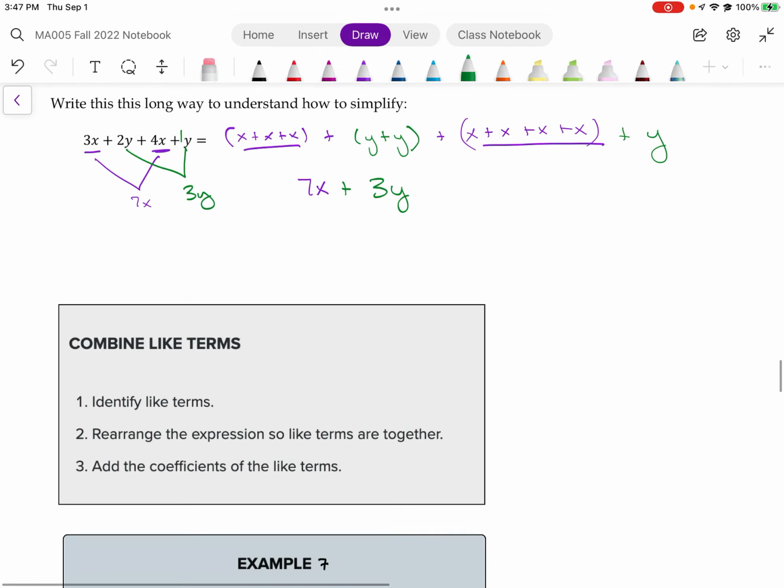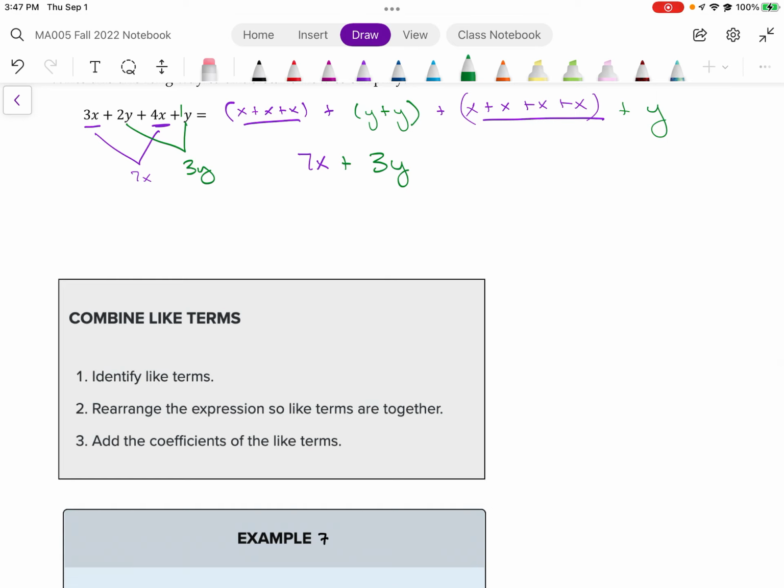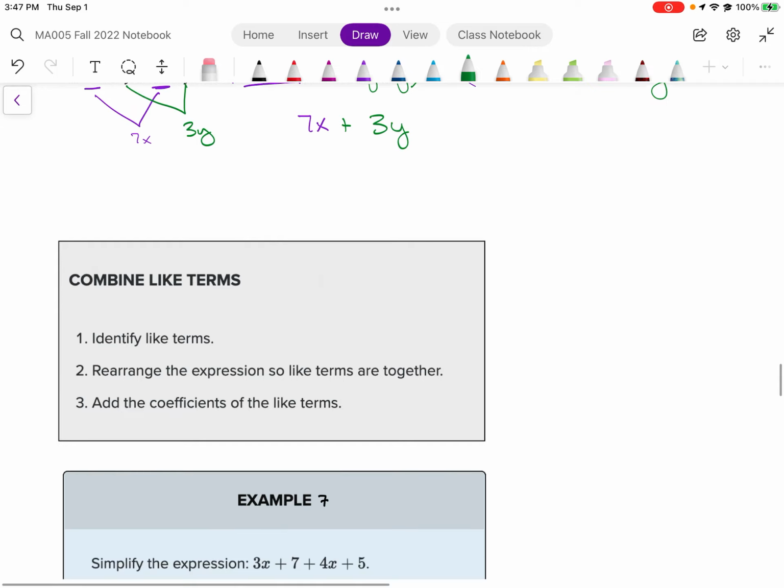All right, so combining like terms. Identify the like terms like we just did. Rearrange so that the like terms are together, if you want to, and then add the coefficients. I like using colors and underlines, boxes, and circles, and that way I don't have to write it over again. But you can rewrite it if you would like. I don't always do that, to be honest.